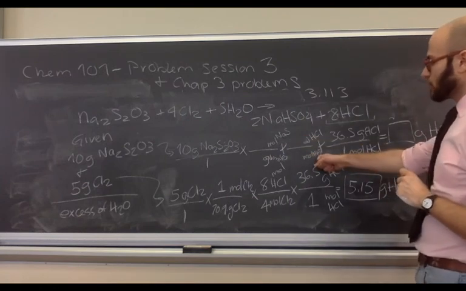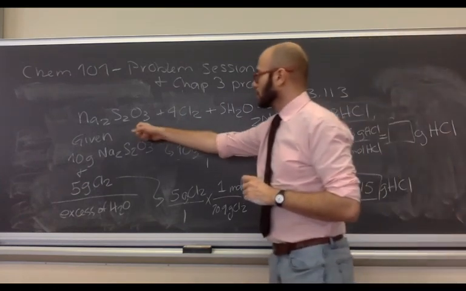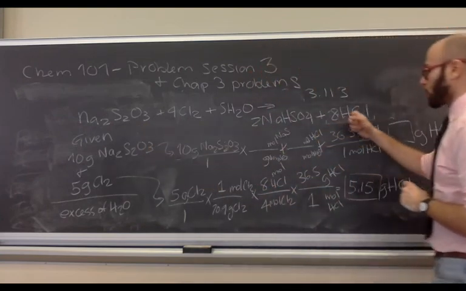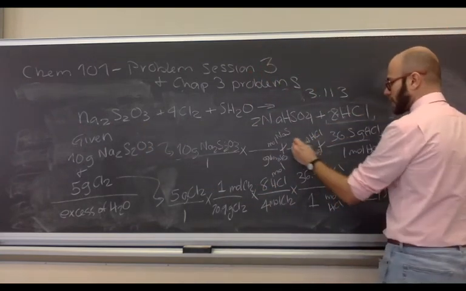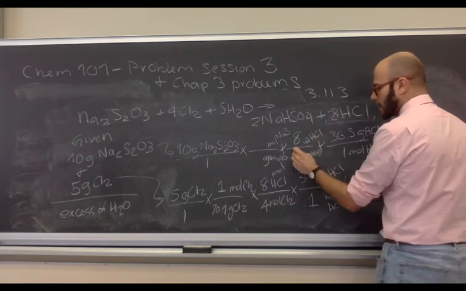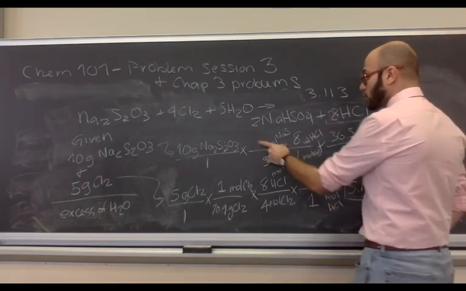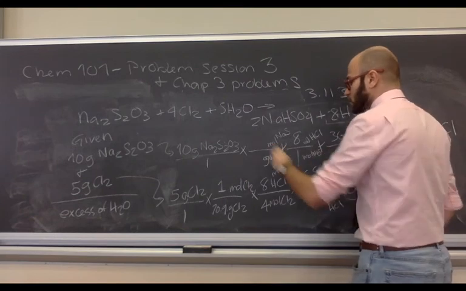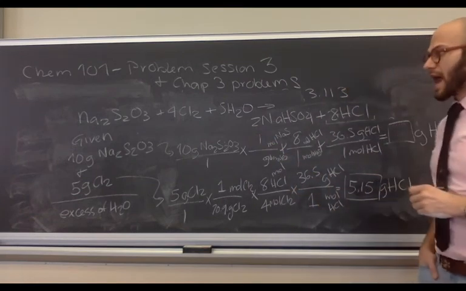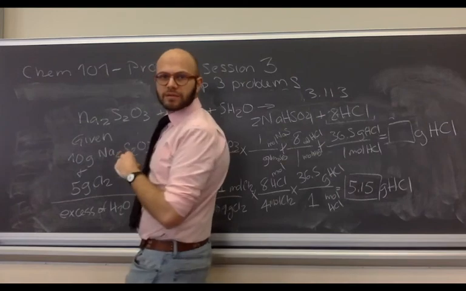What is the relationship between sodium thiosulfate and our product? Well, here we can see that there is 8 moles of our HCl and only 1 mole of what's going in. Now, in terms of the molar mass of this, well, that's going to take a second. We need to figure that out. So let's figure it out. Can you see over here?